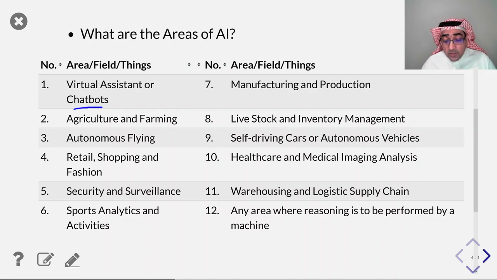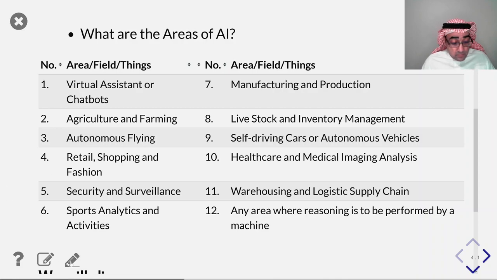Okay, warehousing and logistics and supply chain, it's heavily used over there. We have some of the online giants that are using this to do the warehousing and put the stuff in the warehouse, and that reduces their cost. And basically, we say artificial intelligence could be used in any area where you would like the machine to perform some reasoning. Okay, if you want reasoning by a machine, then artificial intelligence is the area that you want to look at.